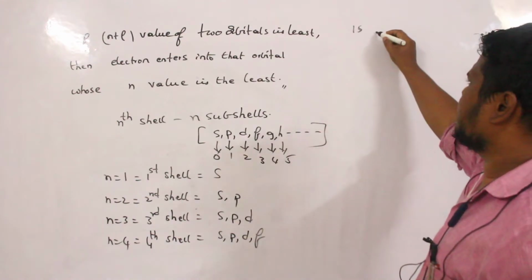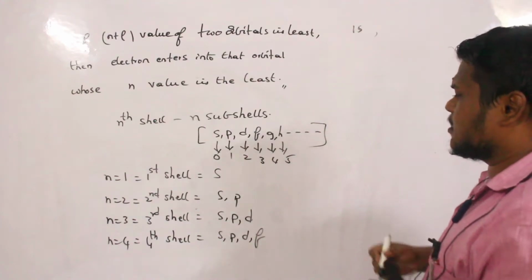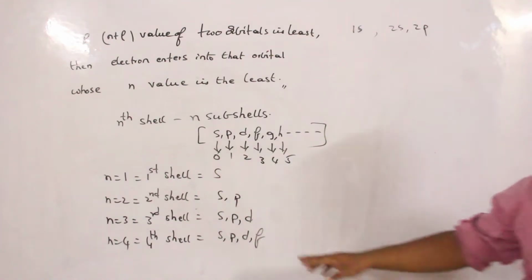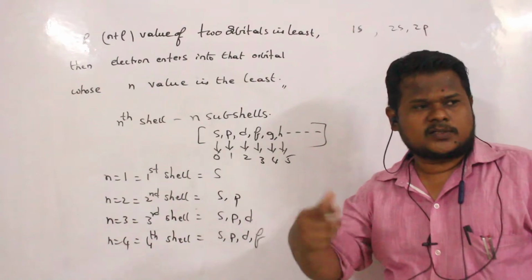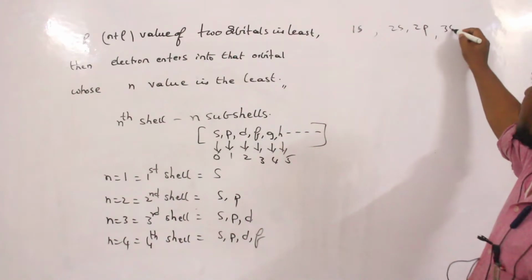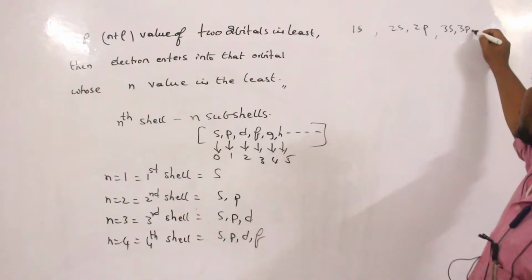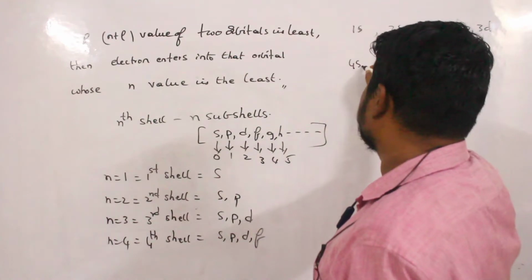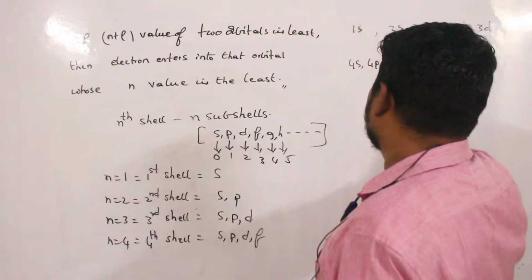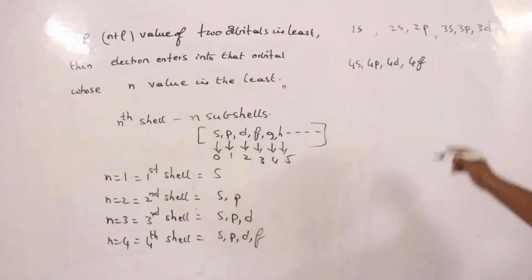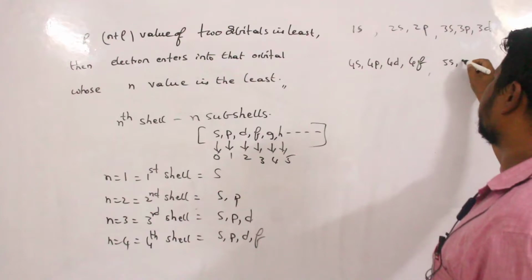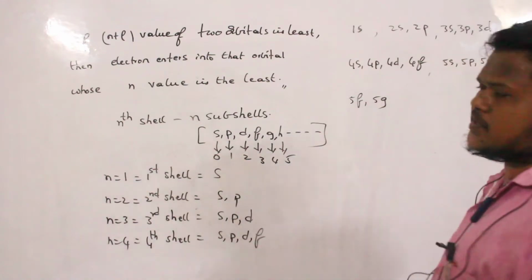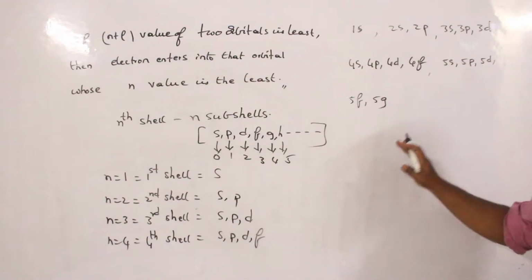Similarly, in the second shell, what are present? 2s and 2p. In the second shell, we have 2 subshells. Third shell: 3s, 3p, 3d. These are the subshells which are present. Fourth shell: 4s, 4p, 4d, 4f. Fifth shell: 5s, 5p, 5d, 5f, 5g. So 5 subshells are present in the fifth shell. Up to here it is clear?